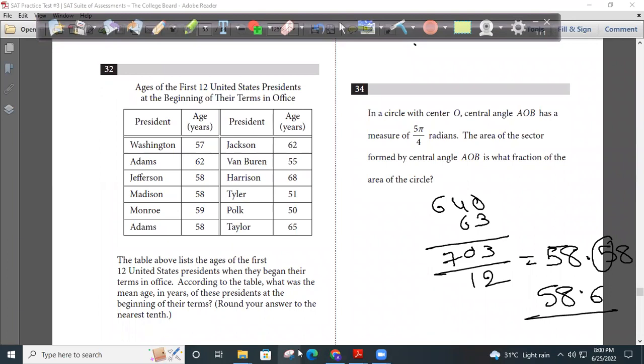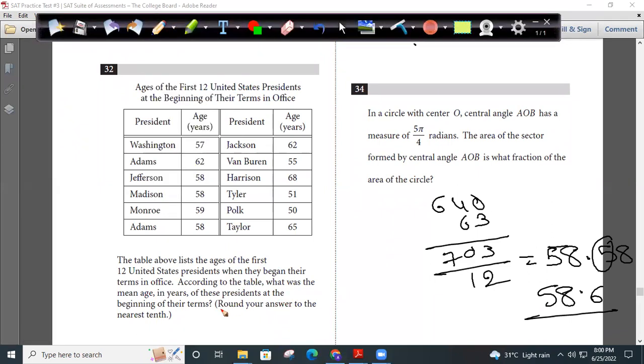This I did without a calculator till 703 by 12, 58.5 also I did. Then eight 12s are 96. I just want to clarify, I did use the calculator. You have wonderful calculators, then why are you making mistakes? So the final answer should be 58.6, because he's asking you to round off to the nearest tenth. The word rounding is important, because students who don't know it make mistakes.